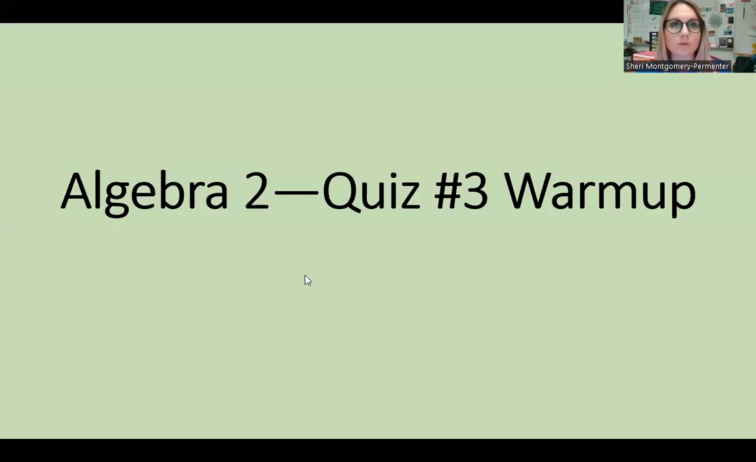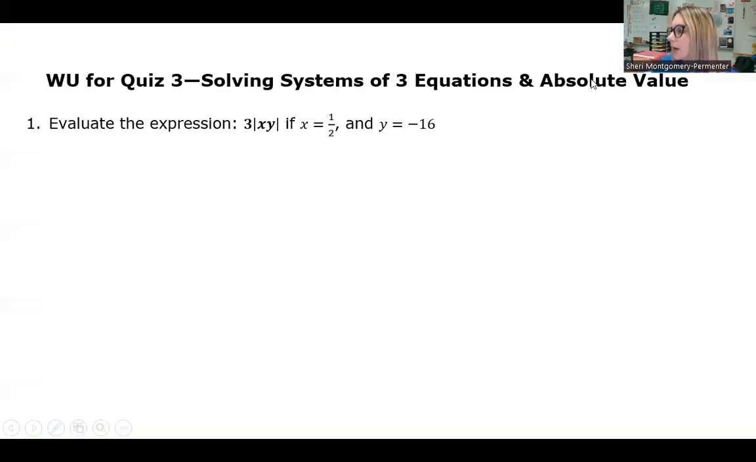Start going through this with you. This is the warm-up for quiz 3. You should have had an opportunity to probably at least attempt most of these problems, and we'll go through them together. So the first problem says, evaluate the expression.